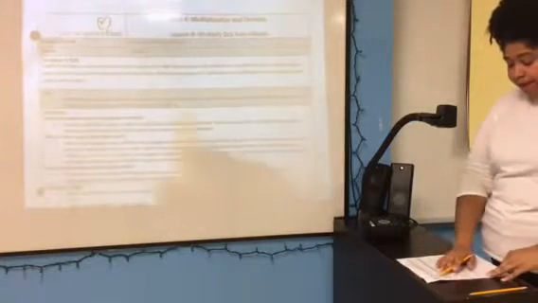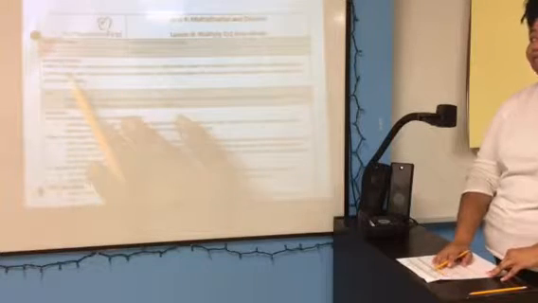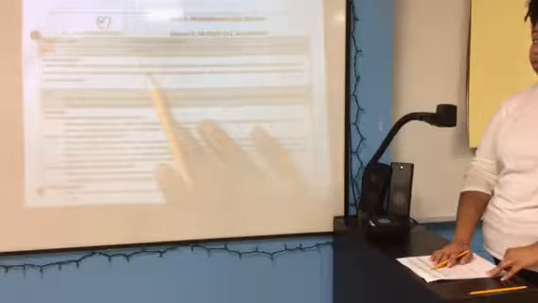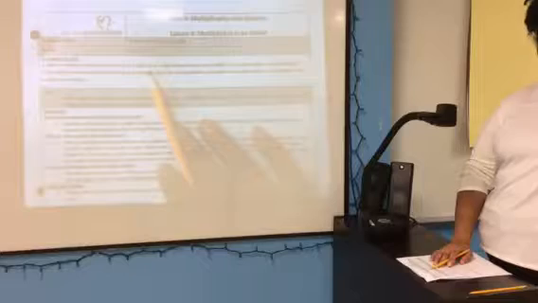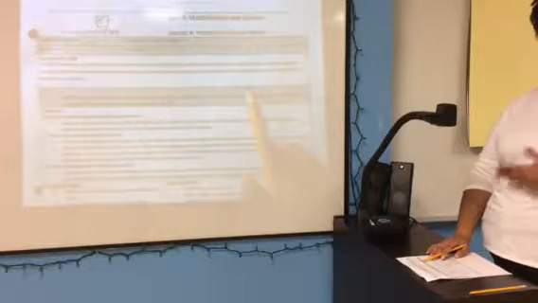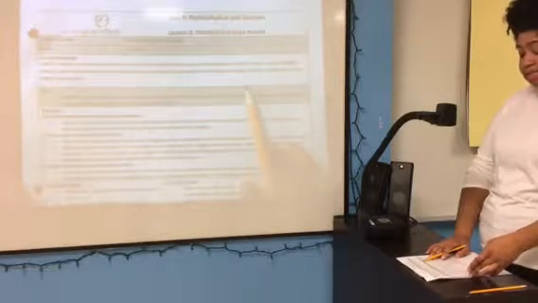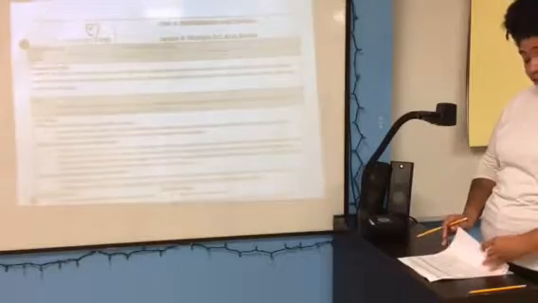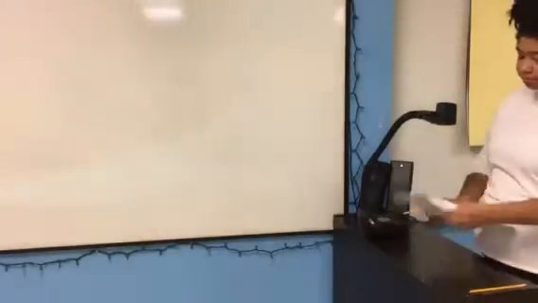So again, we're back in the standard 4.NBT.5. We know that we've done some work on multiplying 4 digits by 1 digit numbers. Today we're doing the additional work on 2 by 2 digit numbers, specifically in the area model. So let's dive right into the problem of the day.